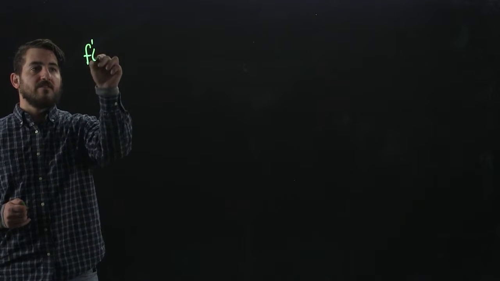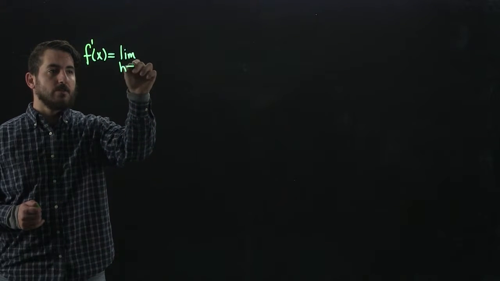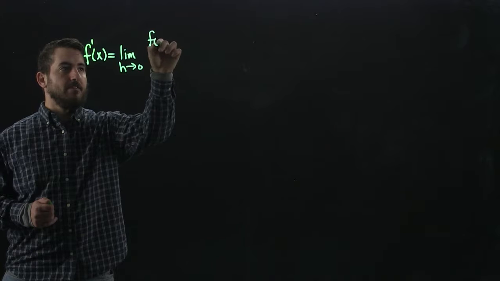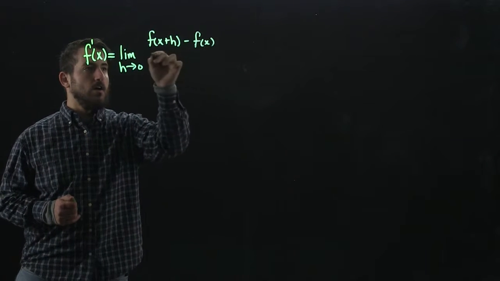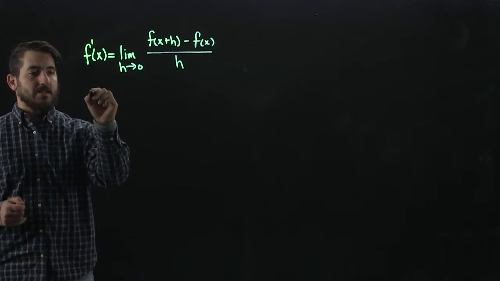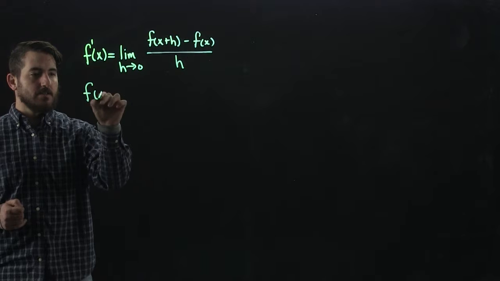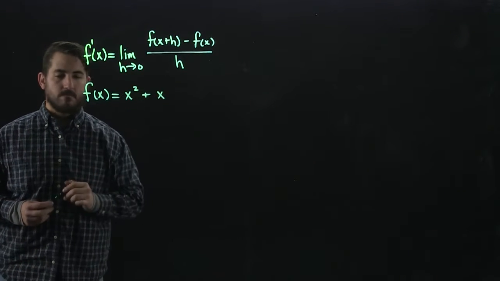Hello. Today we're going to be talking about how to take the derivative of a function using the limit definition of the derivative. The limit definition of the derivative is f prime of x equals the limit as h goes to 0 of f of x plus h minus f of x all over h. The function that we'll be looking at today is f of x equals x squared plus x.